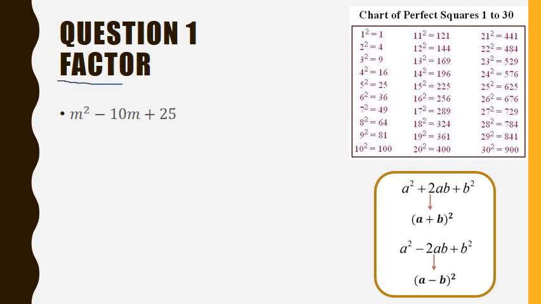So here's my direction. It says to factor. Now notice the expression that we're given is a trinomial because there's 3 terms in the expression. So when we have 3 terms, we have a trinomial. When you have a trinomial, this tells us that we want to look for perfect squares.